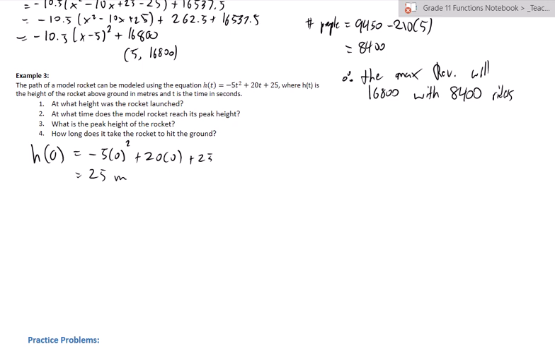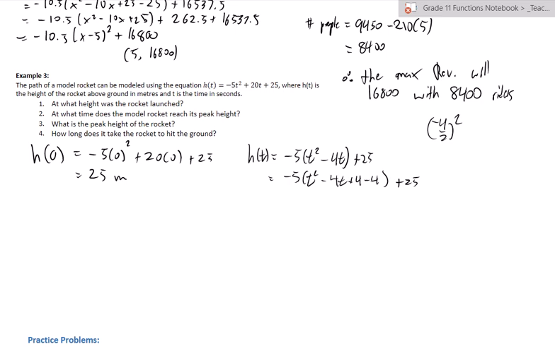At what time does the model reach its peak height? So now we need to find our vertex. We're going to have to complete the square right here. So h of t equals, we're just going to go ahead and factor that already. So -5 times t squared minus 4t, plus 25. We're going to take our -4, divide by 2, and square that. So that's going to give us -5 times t squared minus 4t. -4 over 2 is -2. Squared is 4, so plus 4 minus 4, plus 25.